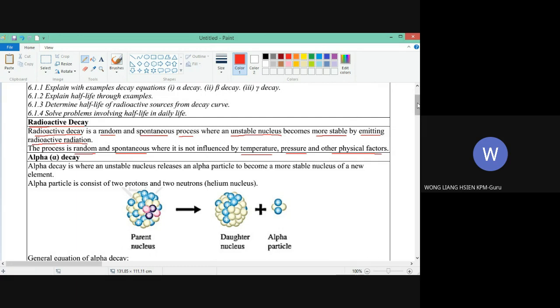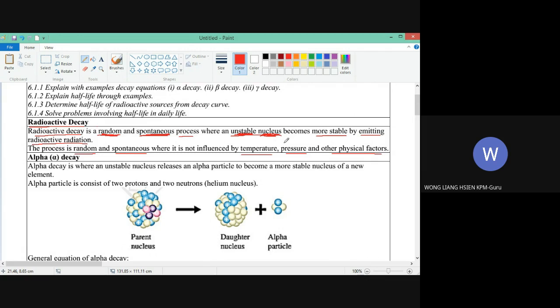So when you want to explain to people, when a question is asked, for example, what is radioactive decay? The keywords that you must have are random and spontaneous. These two words must be there. And then you must say unstable nucleus. You cannot say unstable atom or unstable ion, unstable molecule. It must be unstable nucleus. If you say unstable atom, it is wrong.